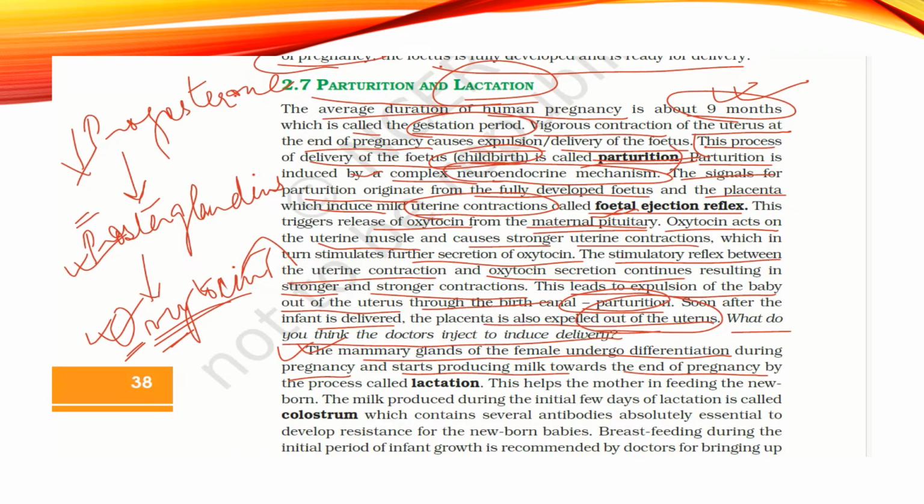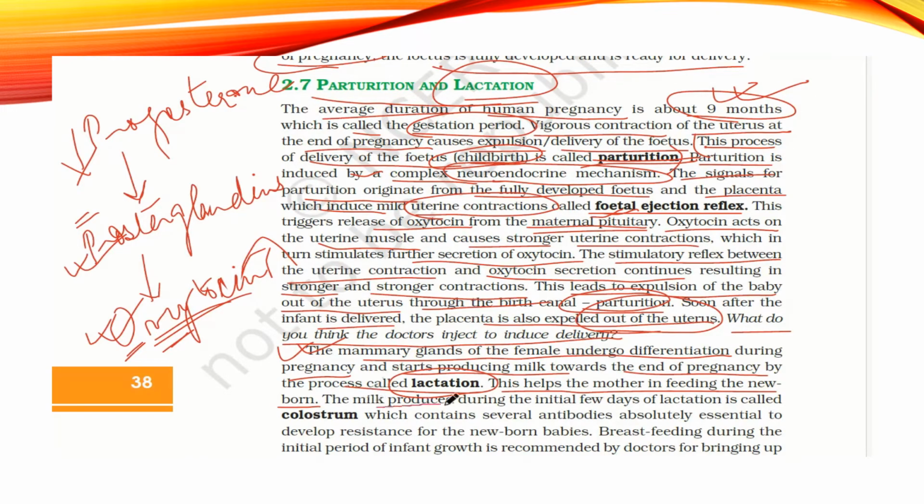They start secreting milk towards the end of the pregnancy by the process of lactation. So this process is called lactation. This helps the mother in feeding the newborn. So when the newborn is born, the milk is already present in the mammary gland, and the mother can feed the baby with the milk.